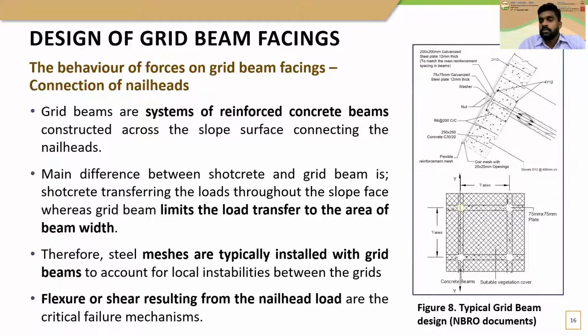Design aspects of grid beams will be discussed here and will be applied to the case history in later sections. Grid beams are essentially a system of reinforced concrete beams constructed across the slope surface connecting the nail heads.